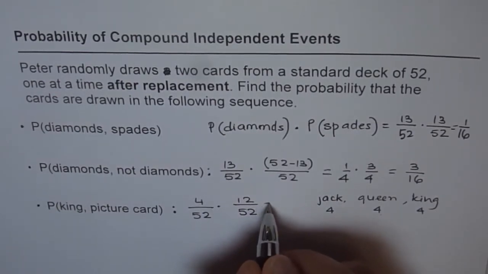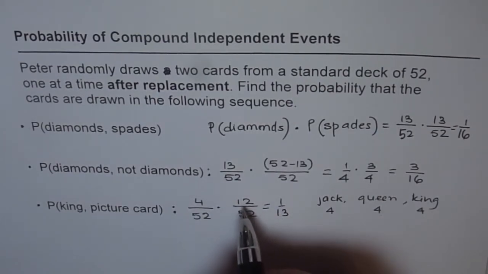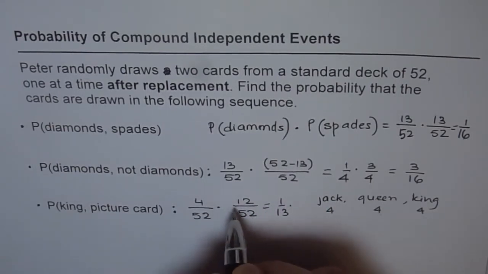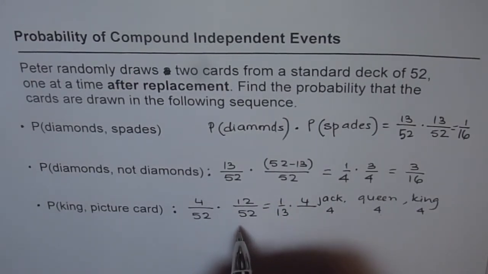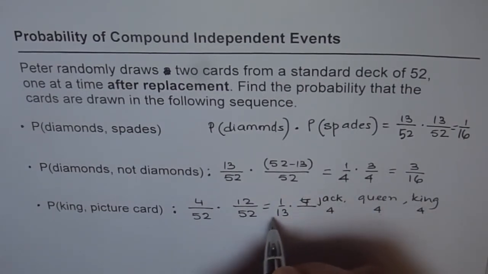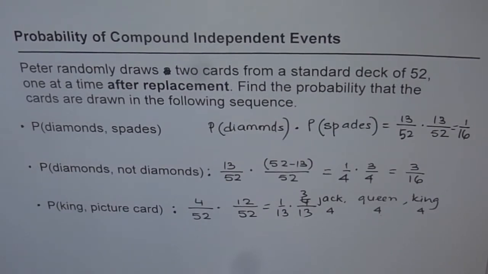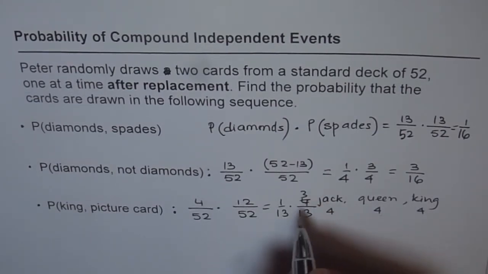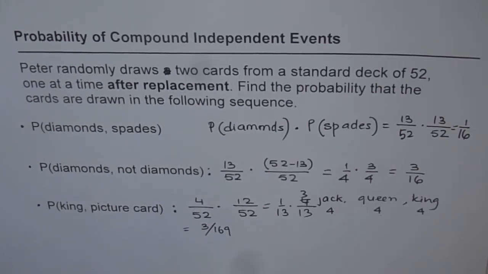So you can simplify this and get the answer: 4 over 52 is 1 over 13, and 12 over 52 you can divide both by 4. So 4 times 3 is 12 and 13 is 52 divided by 4, right? So that is your answer. It is 13 squared, which is 169. So it is 3 over 169 as your answer.